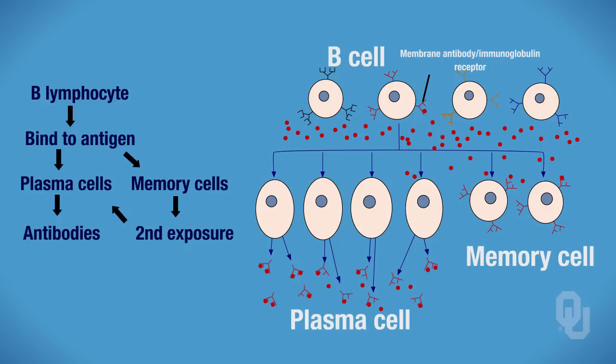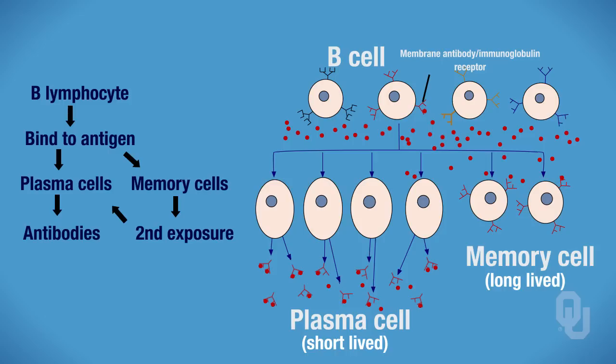So it's much faster when you're exposed to an antigen for the second time because you have these memory cells hanging around waiting for your body to be exposed to that antigen once again. Now, plasma cells are short-lived. These do not live for very long. Memory cells are longer-lived. Okay, so they survive for a much longer period of time.